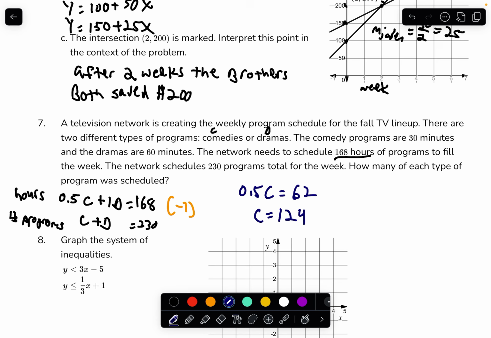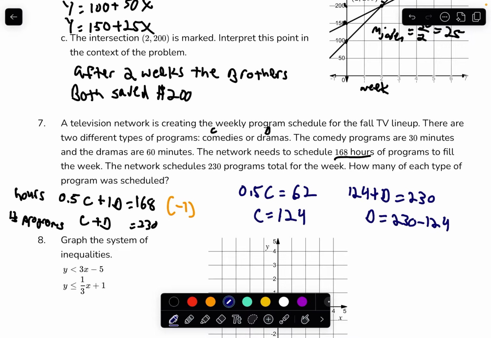There's 124 comedies. Now, once we know there's 124 comedies, we can use that in the bottom equation to solve for D. So D is just 230 minus 124.